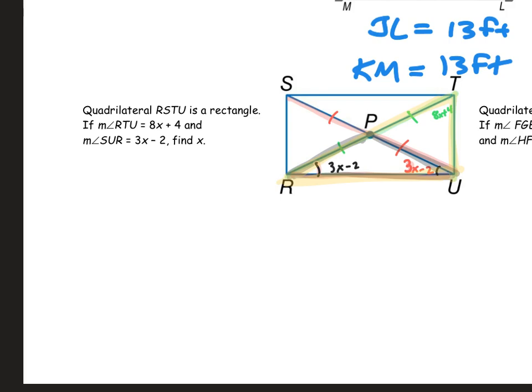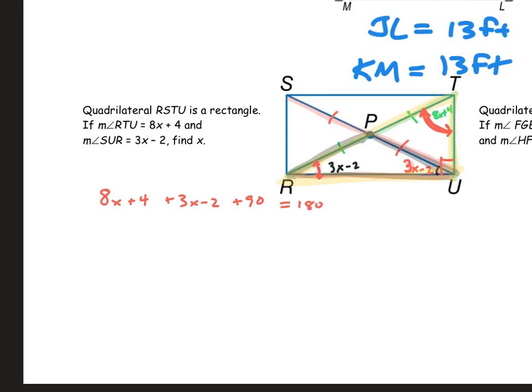I know one of the angles is 8x plus 4 right here. I know that angle is 8x plus 4. And I know that this guy from here to here is 3x minus 2. And I know that this angle right there is 90 degrees, the measure of angle TUR. So I'm going to say 8x plus 4 plus 3x minus 2 plus 90 equals 180.